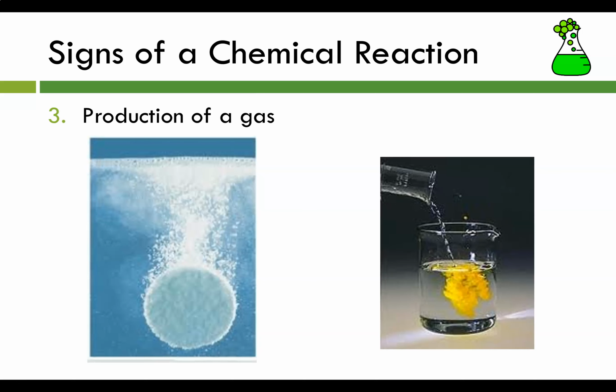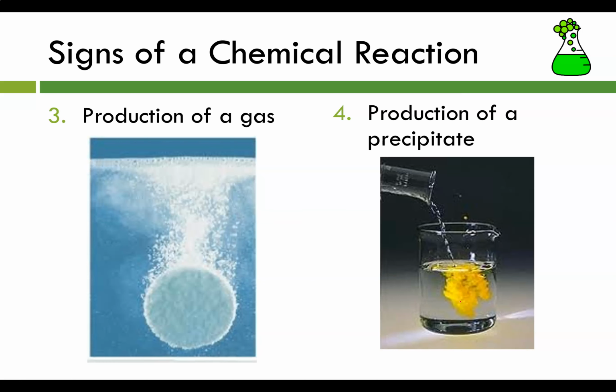And last but not least, this looks like another color change, but if you were able to just sit and let this settle, you would see that this is actually a yellow solid being produced. Yeah, the production of a precipitate is often a sign of a chemical change as well.